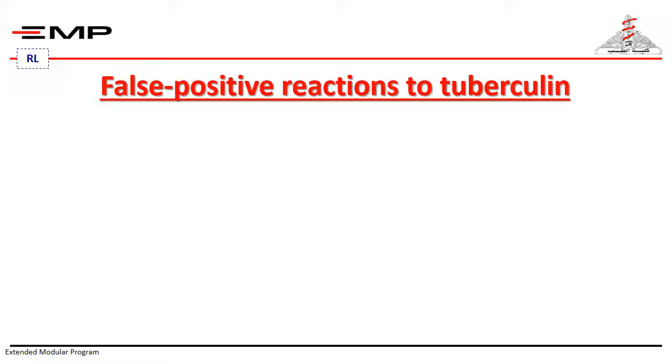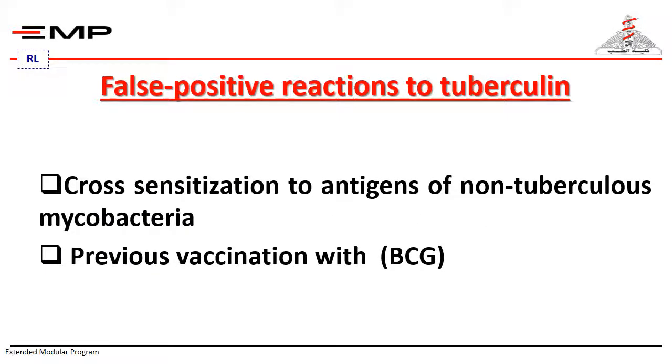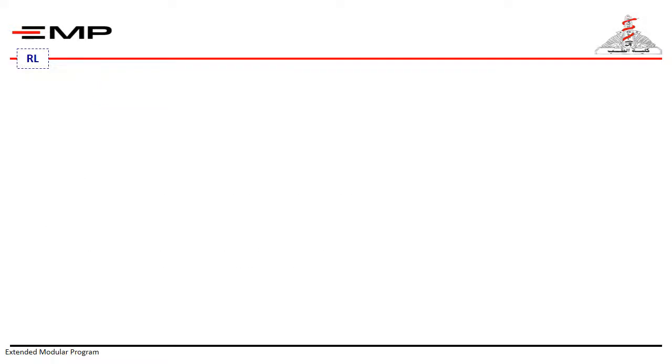A false positive reaction to tuberculin, which means I don't have tuberculosis but I have a positive tuberculin test, occurs when there is cross-sensitization to antigens of non-tuberculous mycobacteria. Remember which one? Yes, Mycobacterium avium complex. Or previous vaccination with BCG vaccine can cause a false positive reaction to the tuberculin test, which is common in our country. We are taking BCG vaccine routinely in our vaccination program.